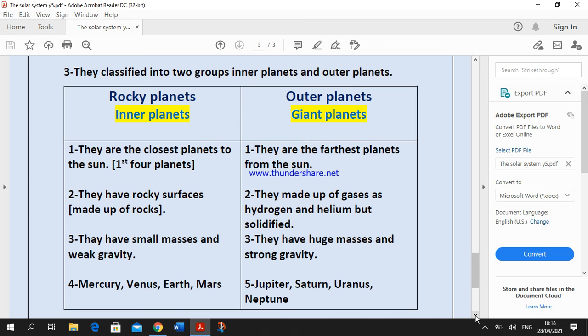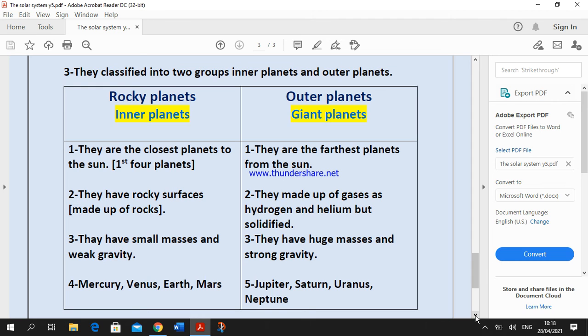Inner planets are the closest planets to the Sun, the first 4 planets. They include Mercury, Venus, Earth, Mars. They are known as rocky planets because they have a rocky surface made up of rocks. Also, they have small masses and weak gravitational force.